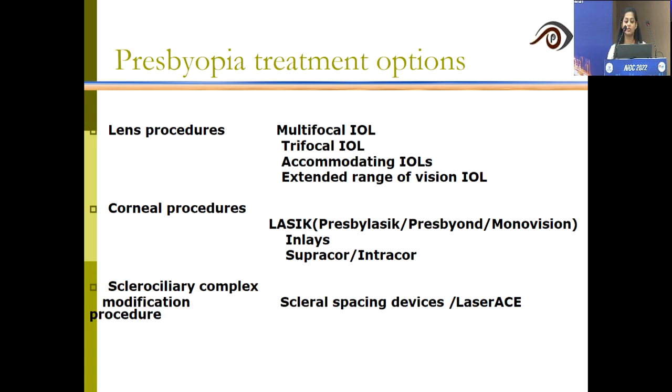The lens-based procedures are the multifocal IOLs, the trifocals, accommodating IOLs, and EDOF lenses. Corneal procedures are LASIK, Presby-LASIK, Presbyond, monovision, Supracor, Intracor, and sclerociliary complex modification procedures, such as scleral spacing devices.